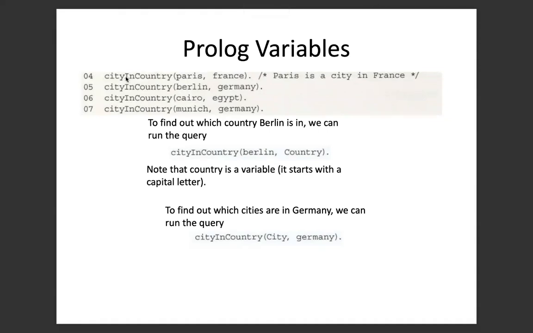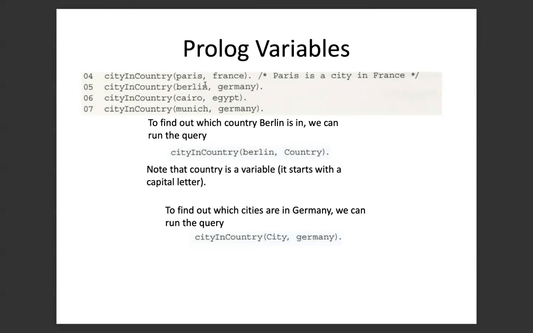Now again, I've got four facts written here, none of which have a variable in it. As mentioned before, for something to be a variable in Prolog, the syntax states that either it starts with an underscore or it starts with a capital letter, or it could be all capital letters.